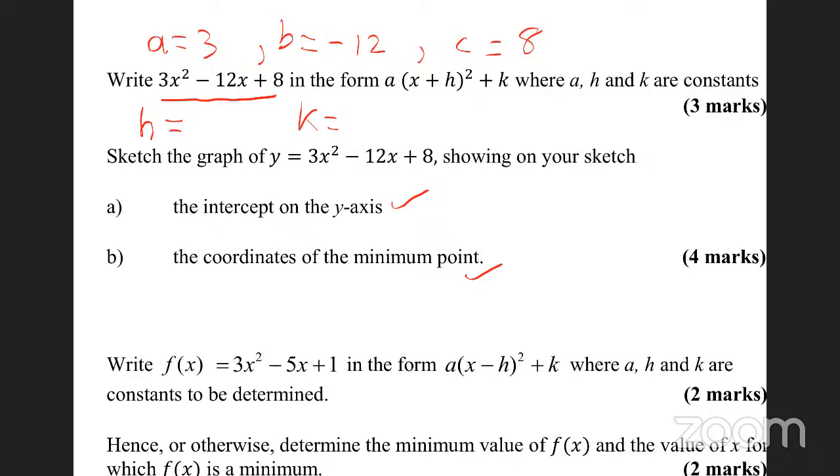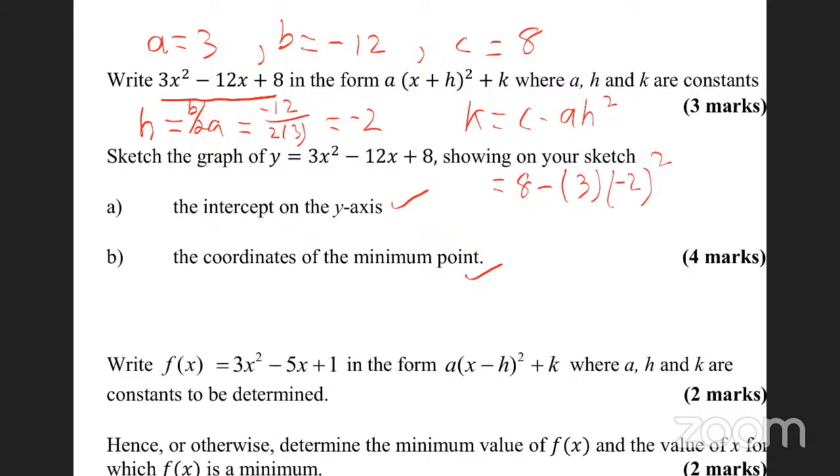Right, remember, H is what? B over 2A. Right, H is B over 2A, B is minus 12, and A is 3. So I got minus 2 for H. Yeah? And K is what? K is C minus AH squared. Please remember, when you're using this formula, you square the H first, then multiply it by A, right? So C is 8, A is 3, and H is minus 2. So when you square minus 2, you will get 4. 4 by 3 is 12. 8 minus 12 is minus 4.